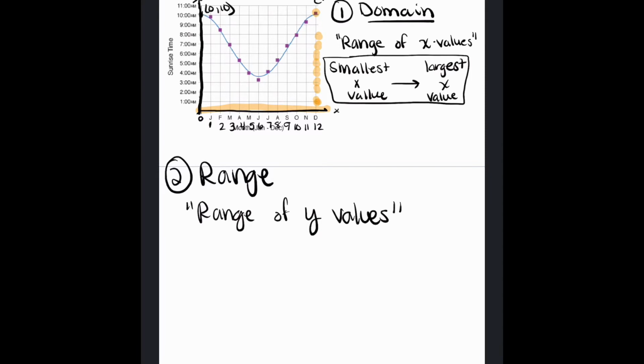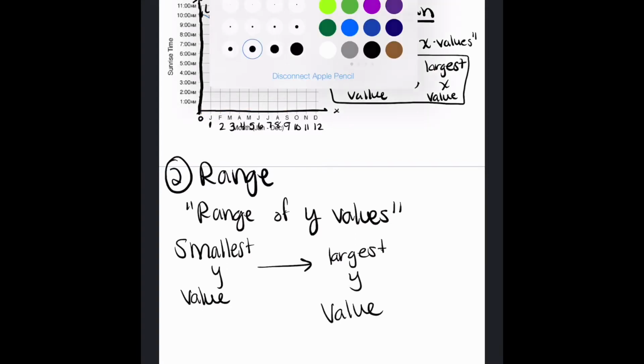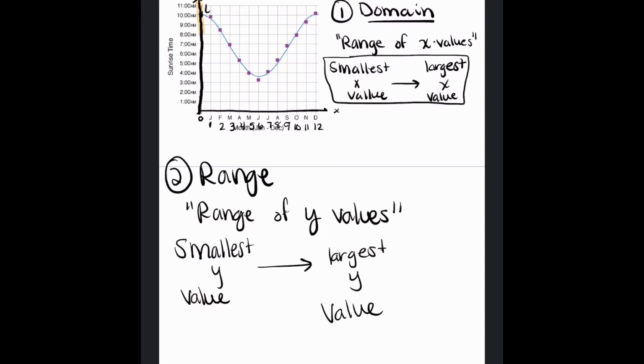And you're going to find the smallest possible y value of your graph to the largest y value. So go ahead and take a look at that graph and see if you have any ideas. I'm looking only at my y-axis now. What's the lowest your graph goes here? Does it go all the way down to 1? Where's the lowest and the highest?